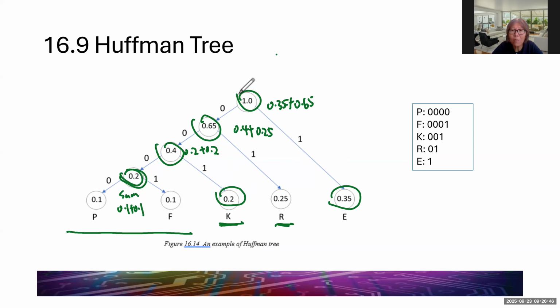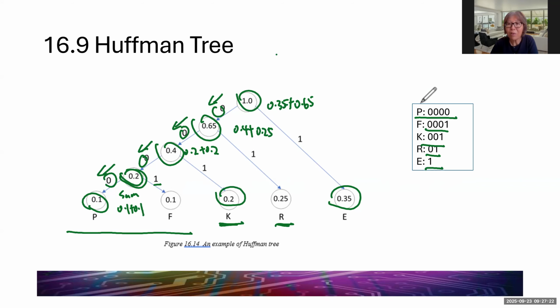And then for each character, you just follow the tree path. And this is P. It's all the left branches, using zero to represent them. So that's how P comes out as 0, 0, 0, 0. Same thing for F: it's 0, 0, 0, and 1. And K is 0, 0, and 1. And R is 0, 1, and E is 1.